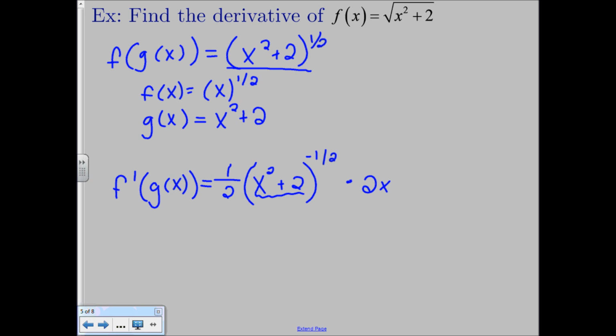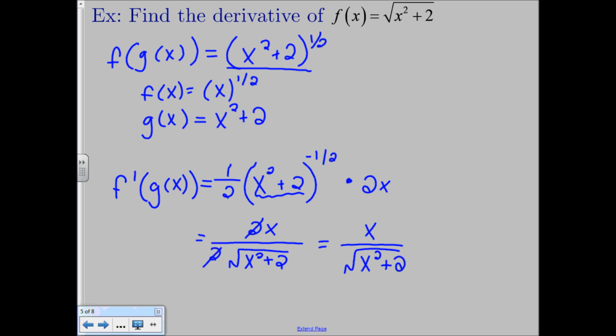And now we're done, because the derivative of anything further on that is just going to be 1. So now we're just going to simplify it, make it a little nicer, and see what we get. We're going to get the multiplication dot, not a minus sign. So we're going to get 2x over 2 times the square root of x squared plus 2, simplifying that negative exponent. Our 2's are going to cross out here. So our final answer is going to be x over the square root of x squared plus 2.